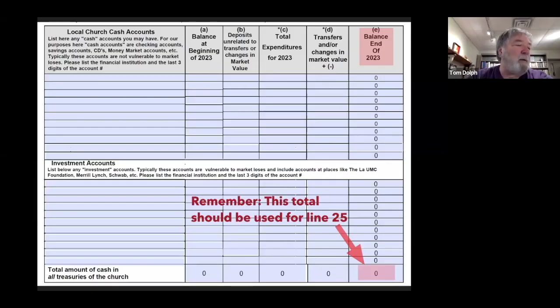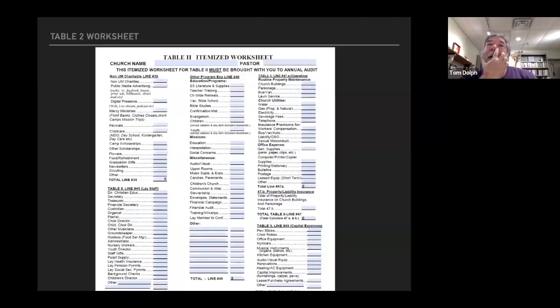Any other questions about the fund balance report? Cool, y'all are on top of things then. Moving on.